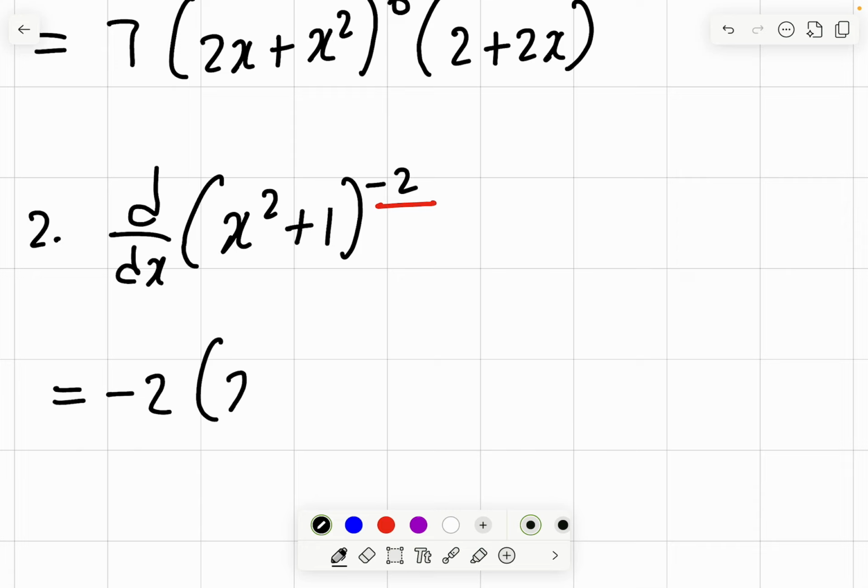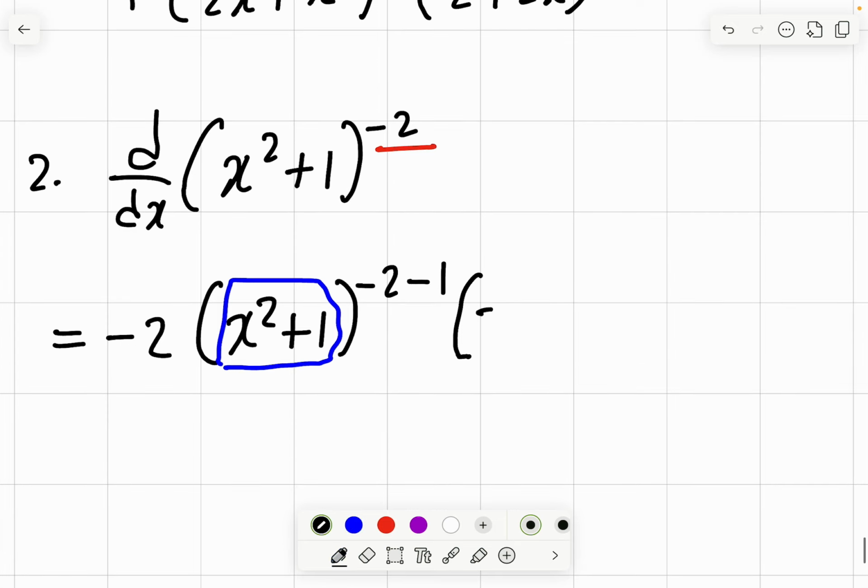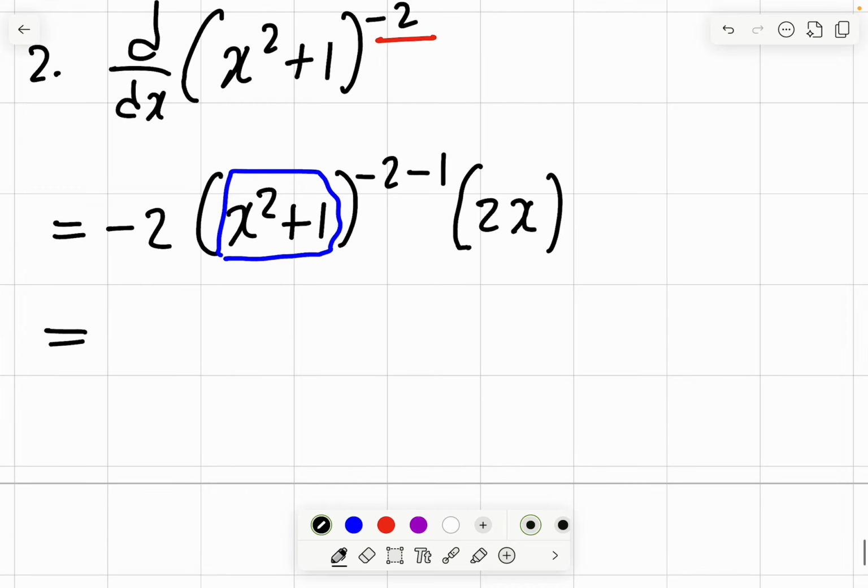I keep the inner function. I subtract 1 from that negative 2. I multiply by the derivative of the inner function, which is x squared plus 1. The derivative of x squared plus 1 is 2x. Therefore, my answer is going to be what?